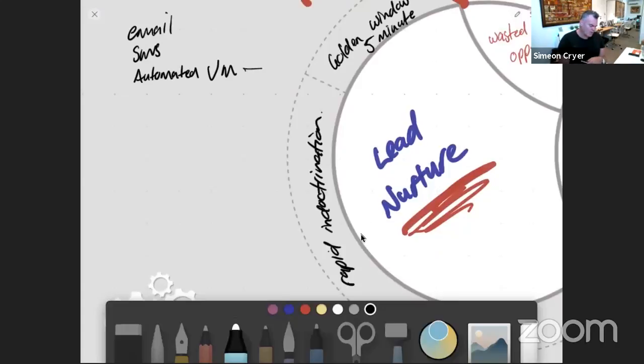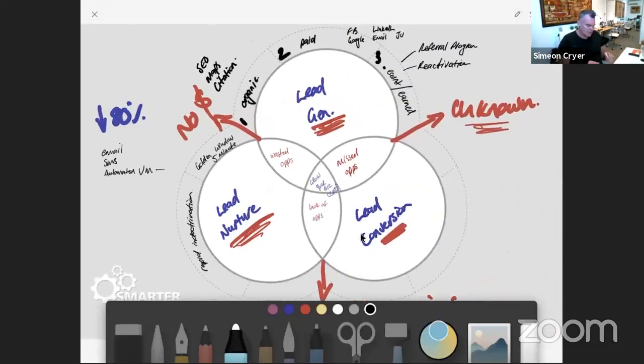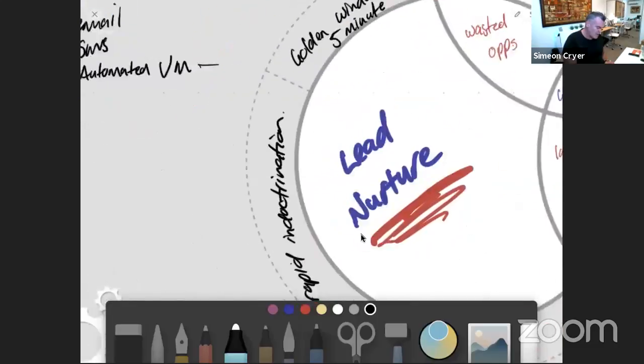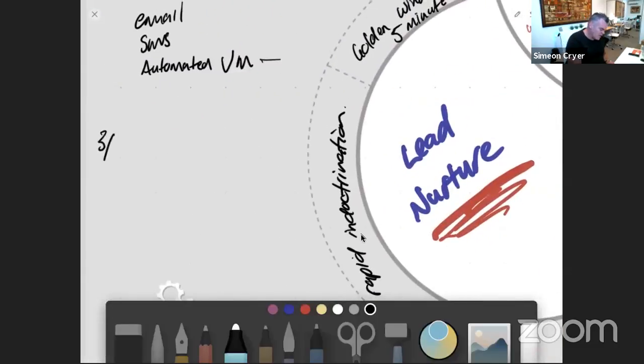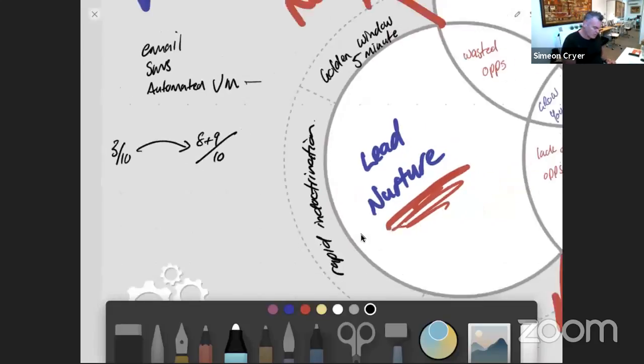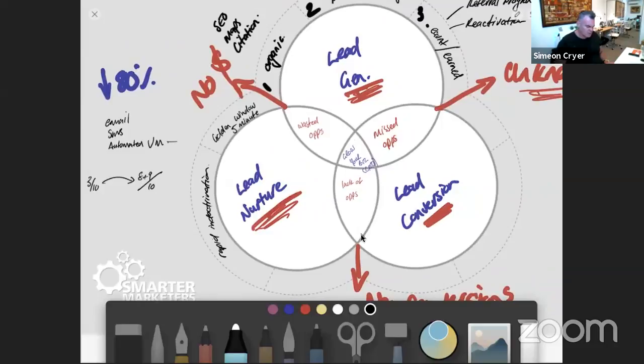You could talk about awards that you've won. You could give different resources which are real value add for your prospect. So by the time they come over to you at the lead conversion stage, you've taken them from a 3 out of 10 in terms of cold, and you've warmed them right up to an 8 or 9 out of 10 by the time you actually get on the phone and talk to them, right? So that's why rapid indoctrination is pretty cool.